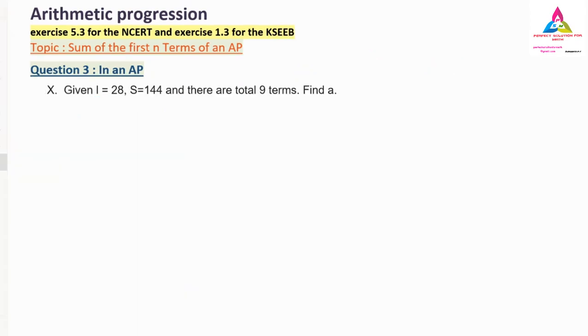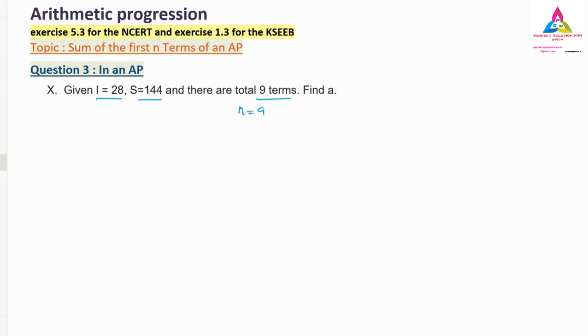Coming to the third main 10th question, here they have given that the L value is 28, S is 144, and there are total 9 terms. What do you mean by this 9 terms? They have given the n value, because the total number of terms in this AP is 9, which means the n value is 9.